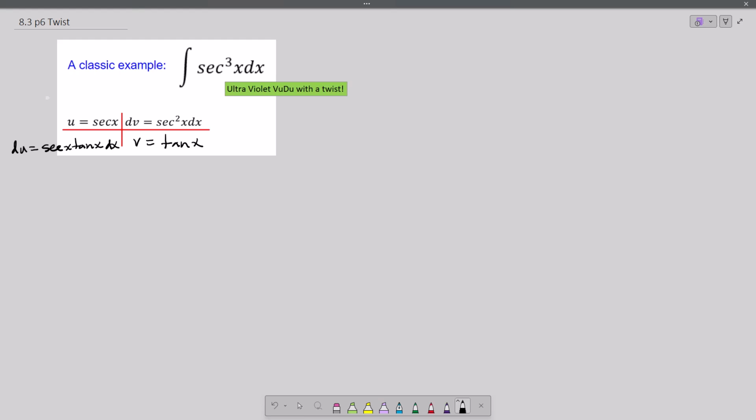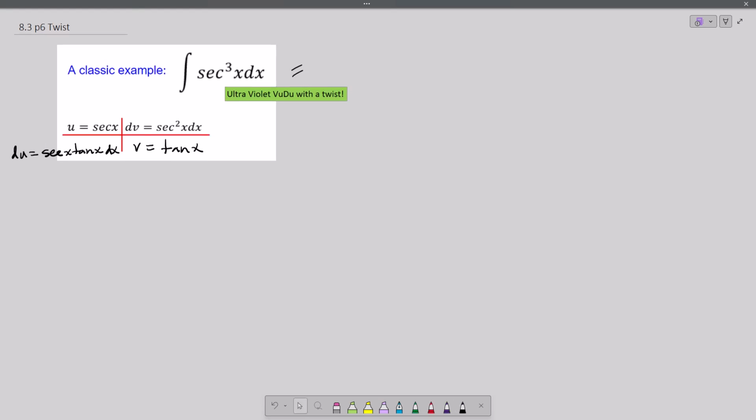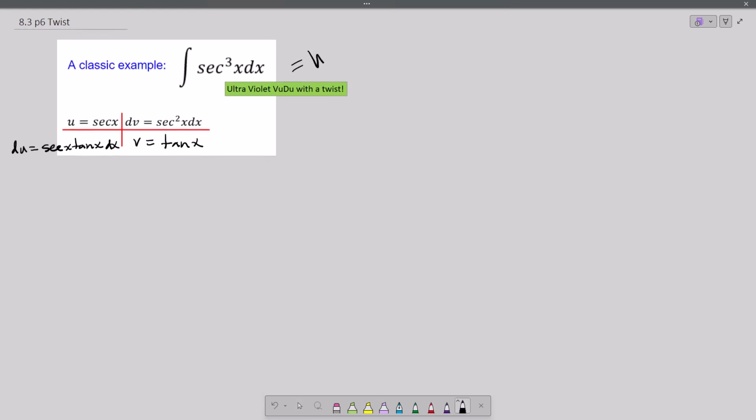So filling in the bottom row of our table, we know that the derivative of secant is secant tangent, and we know that the integral of secant squared is tangent. So that gives us the rest of our integration table. We will call this integral something. We've been using a W. You can use whatever letter you want.